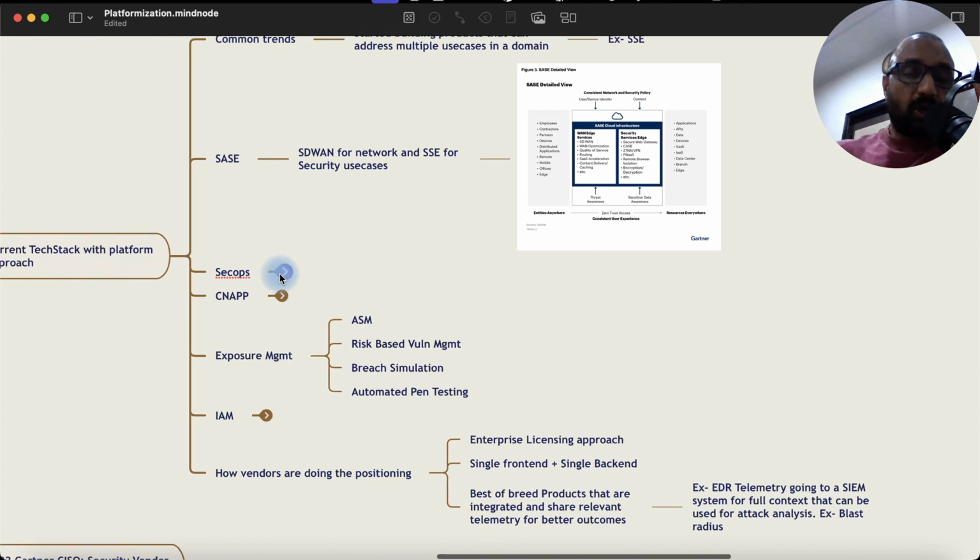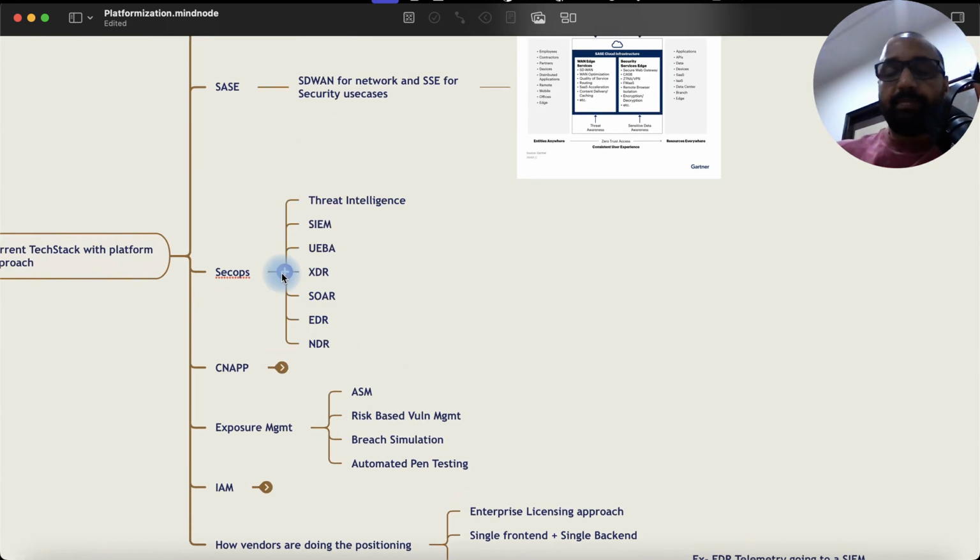Okay. Now, similarly, on the SecOps side, it started happening in parallel. I remember working on my first SIEM in 2007. Then by 2013, UEBA started coming over. In 2011, I worked on NDR, then EDR, and SOAR started coming up in 2016.